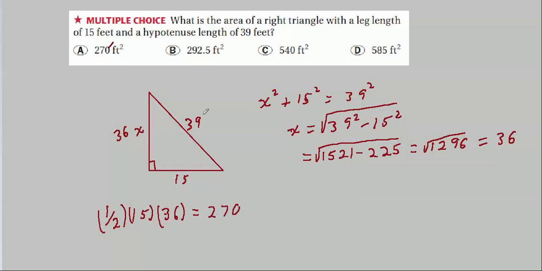Most of this problem is over here. You had to find this leg here. Once you got that, it's pretty easy.